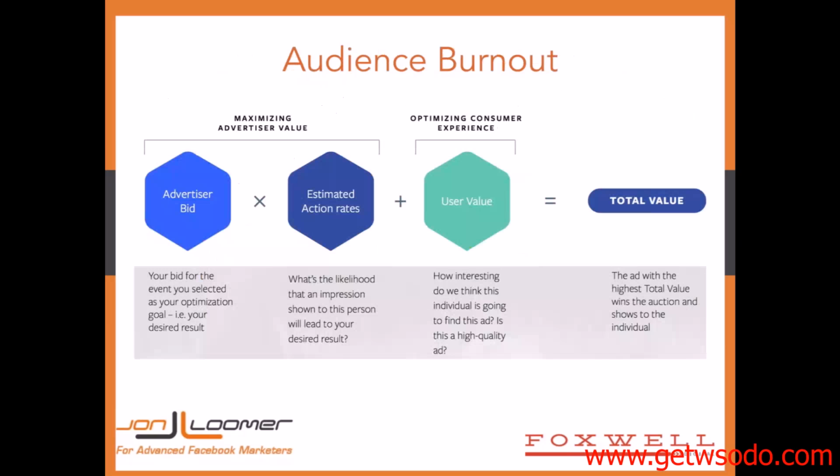Essentially, you have to understand they're looking at your bid. This graph is from Facebook. You're looking at the estimated action rate. So what's the likelihood that showing that impression will lead to your desired result? And then you add in the user value.